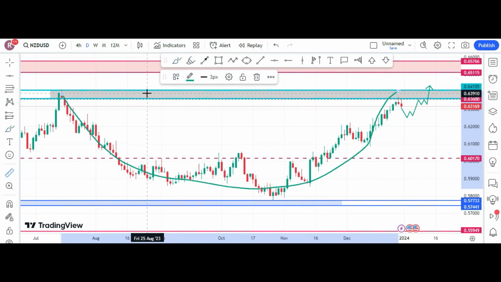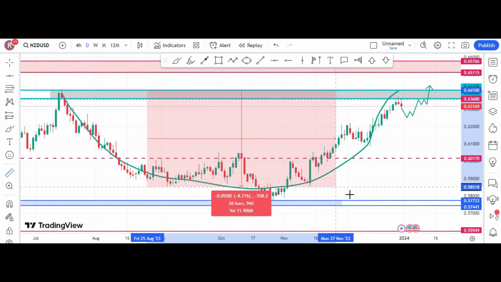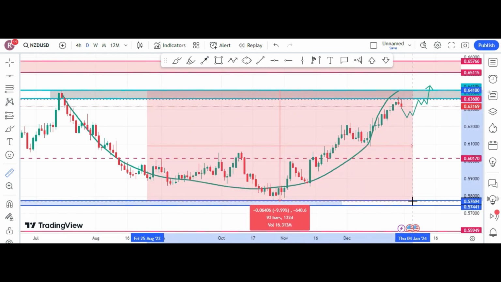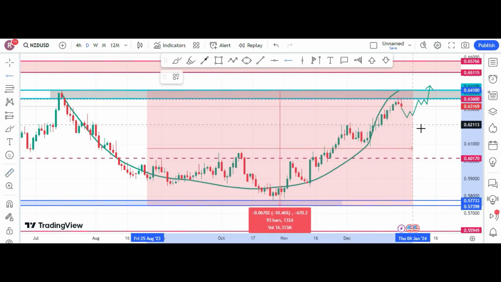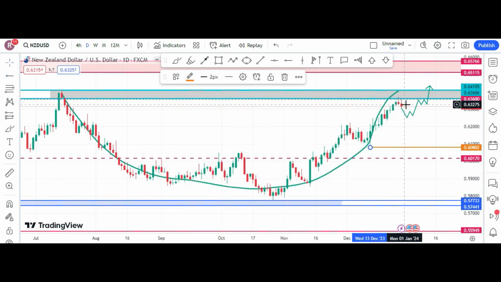Let me draw it first. If we draw this, it may form a handle at this level, this area, exactly this area. So it will come down here, but before that I don't see any aspect to bring it up to this level at the moment.